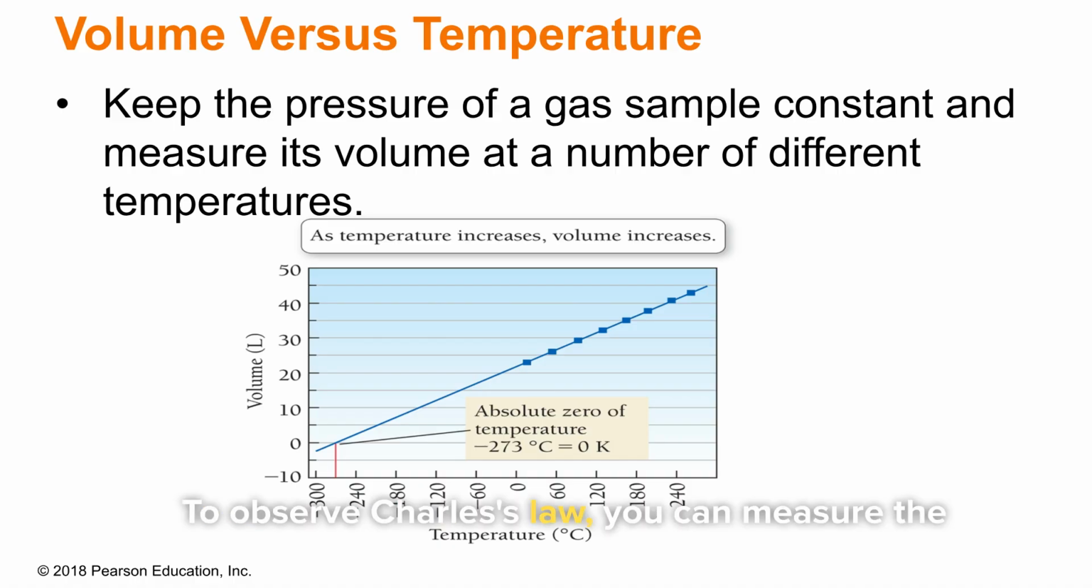To observe Charles's law, you can measure the volume of a gas sample at constant pressure while varying its temperature, illustrating the direct relationship between these two variables.